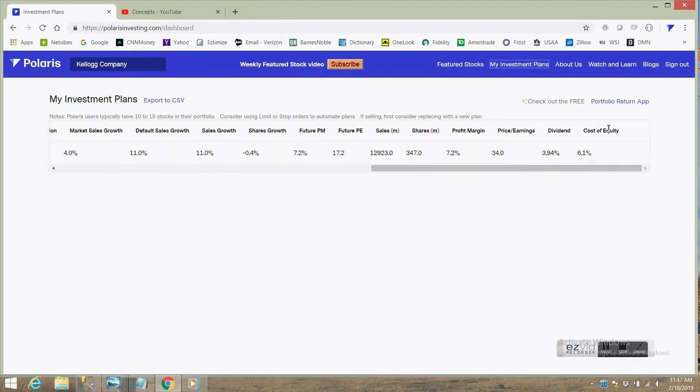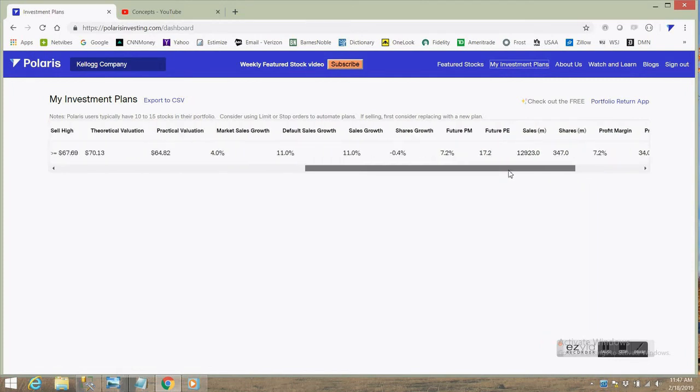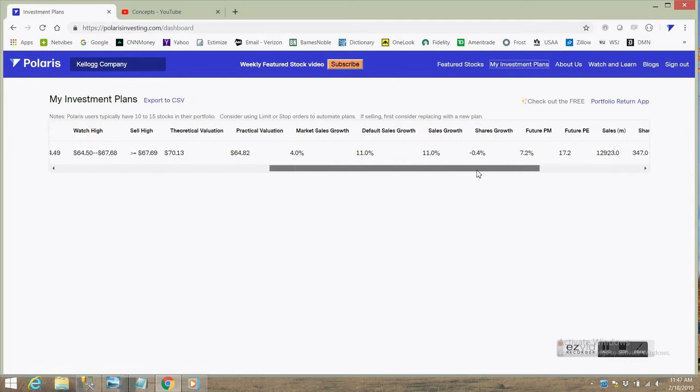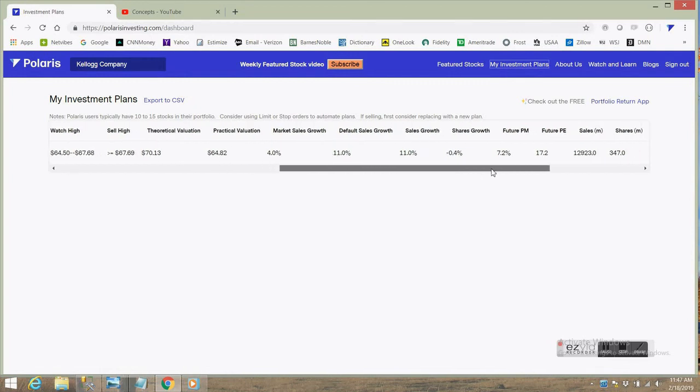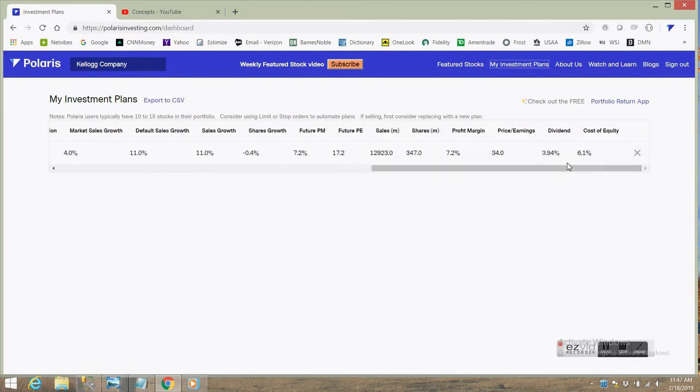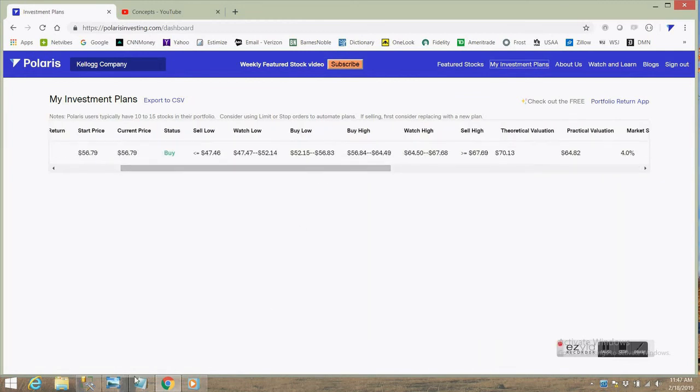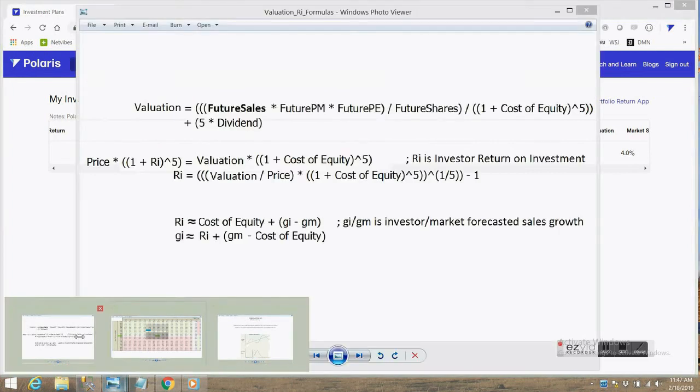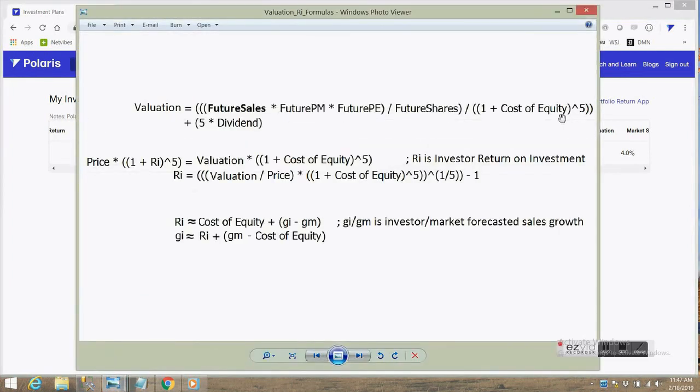Then you discount it back based on the cost of equity, which is shown over here. So you take 1.061 to the 5th and use that as what you divide by, or discount back, to the present. And then you finish up by taking 5 times the dividend. Your dividend is the dividend rate times the current price. So to go back to the formula, you can see what we did here.